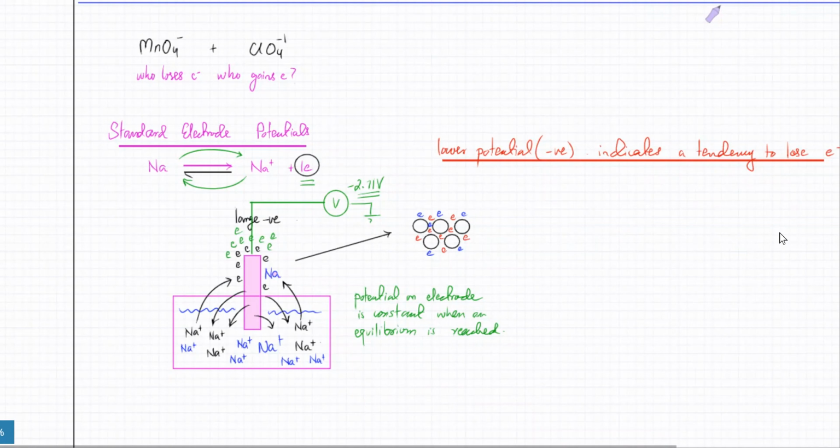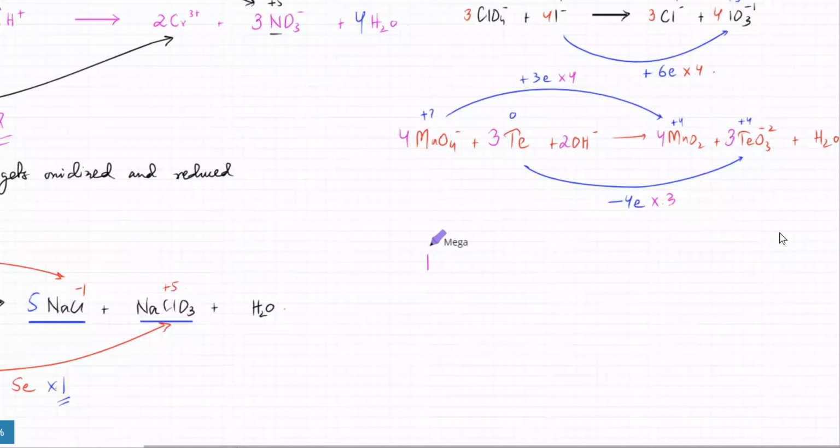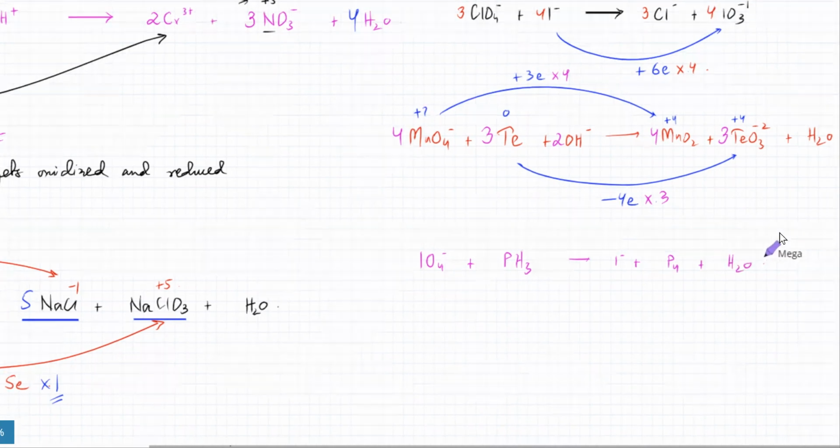Yes, sir, it is difficult, the one I'm using. You have to be really quick. Like if I do the IO4 -1, and I think the other one is pH3. You don't have to make 2 separate equations. Basically it's IO4 -1 plus pH3 and they produce I -1, right? And what else is produced? P4 and H2O, right? This is the reaction, so you need to balance this.